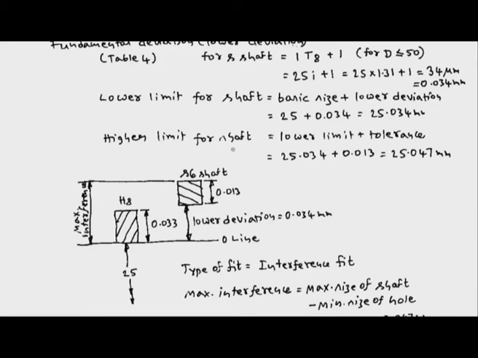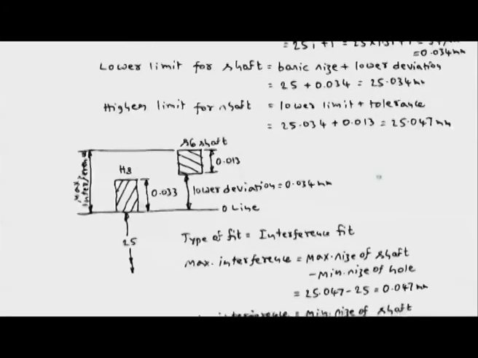And similarly we can find the higher limit for the shaft. So, that we can find by adding tolerance value to the lower limit of the shaft. That is lower limit is 25.034 millimeter plus tolerance value is 0.013 millimeter. So, higher limit of the shaft is equal to 25.047 millimeter.